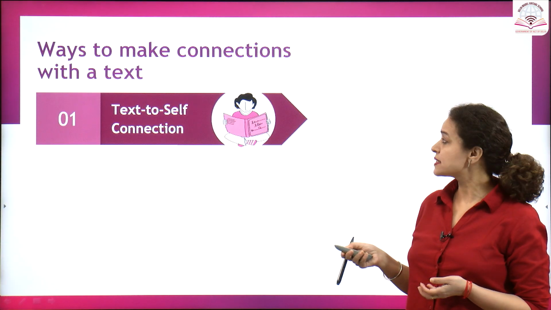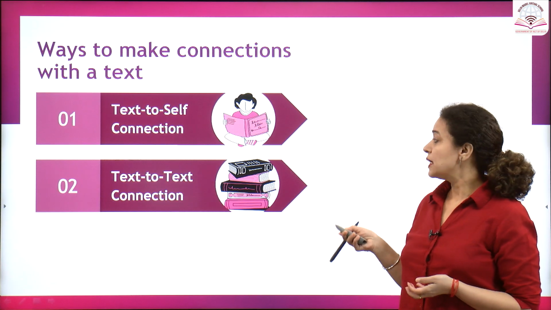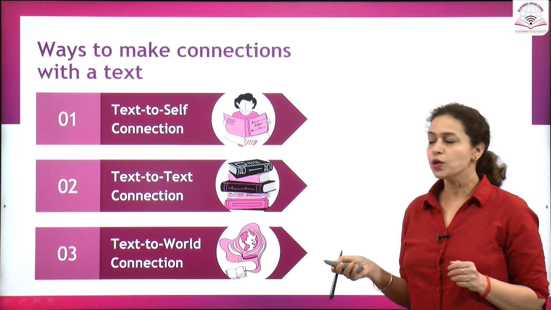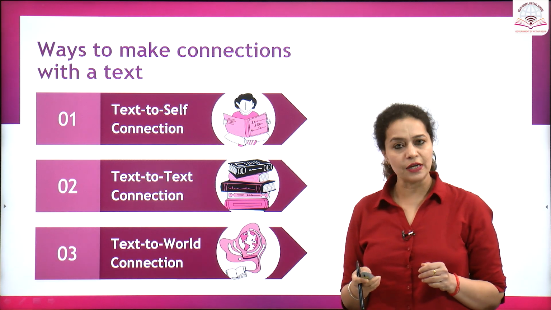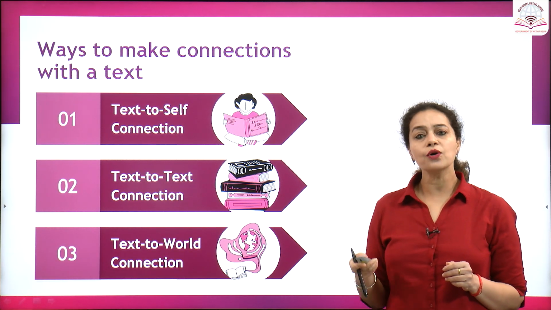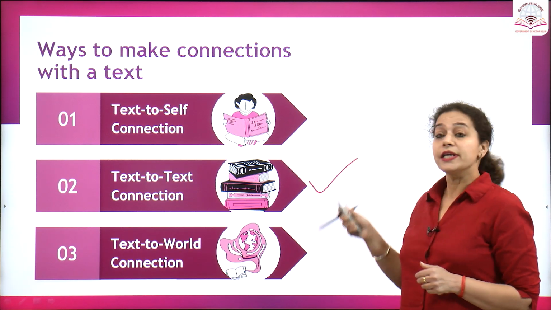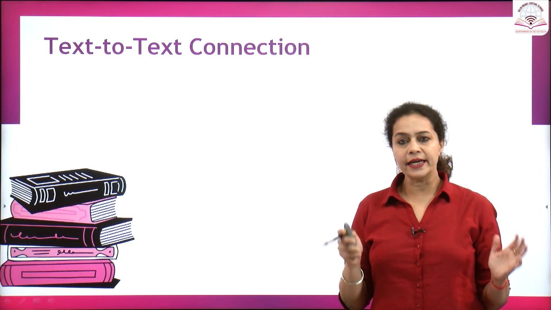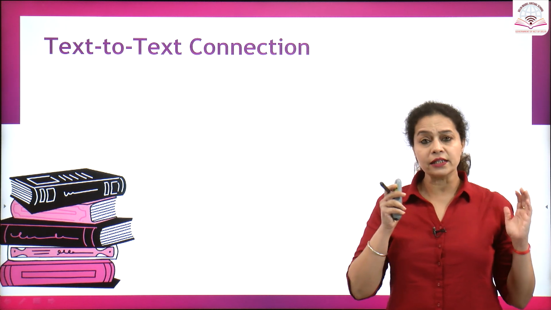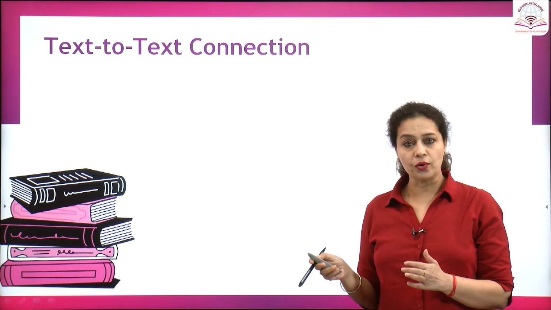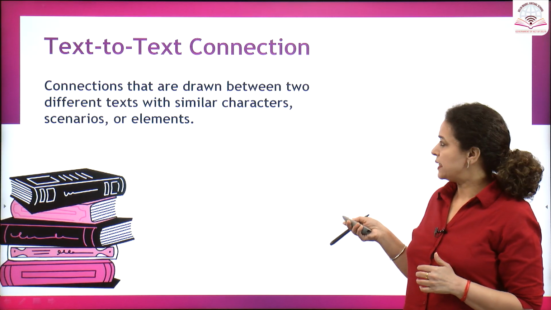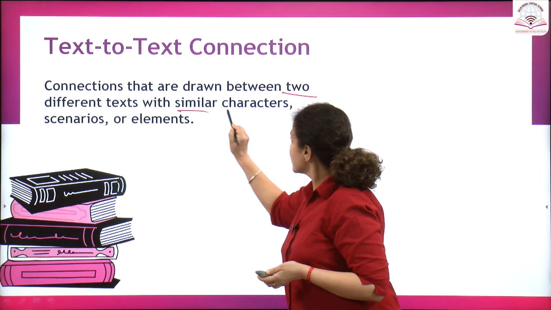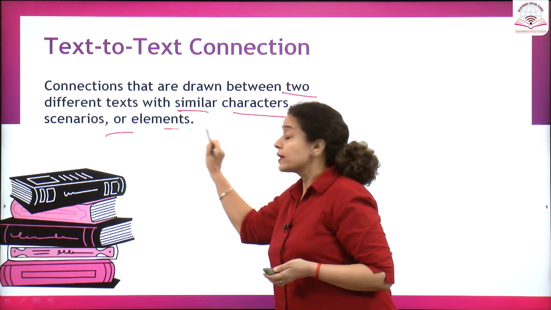The first one is text to self connection, text to text connection and text to world connection. In the last video, we talked about the text to self connection and today we are going to elaborate text to text connection. Now, as the name implies, text to text connection means connecting one story with another story. Now, let's see what it means. Connections that are drawn between 2 different texts with similar characters, scenarios or elements.